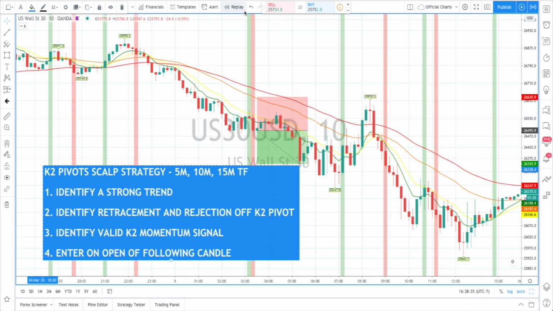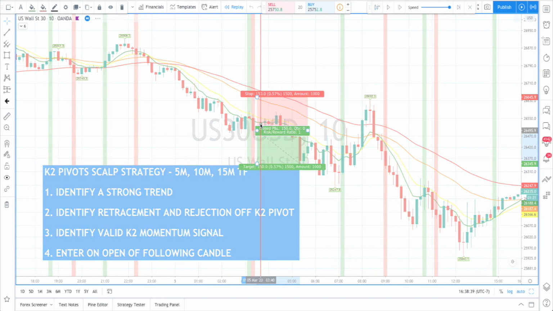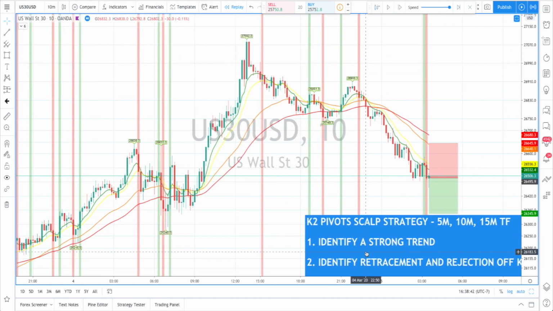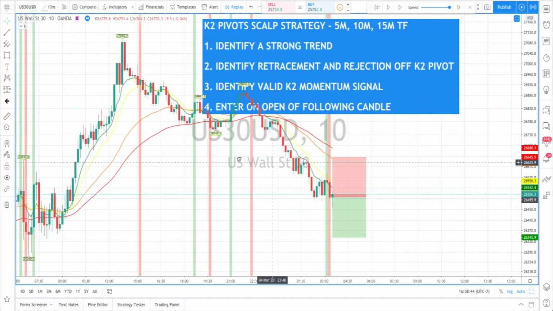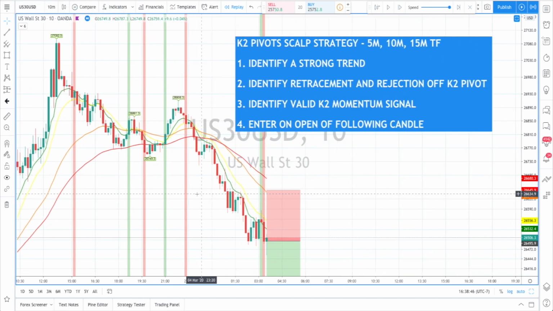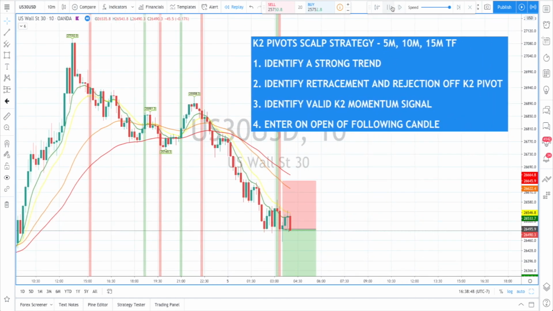What we can do now is I'll rewind it so that we can look for another entry. Okay, so let me put this right here just so you guys can see all of the requirements, and then let's play it forward.